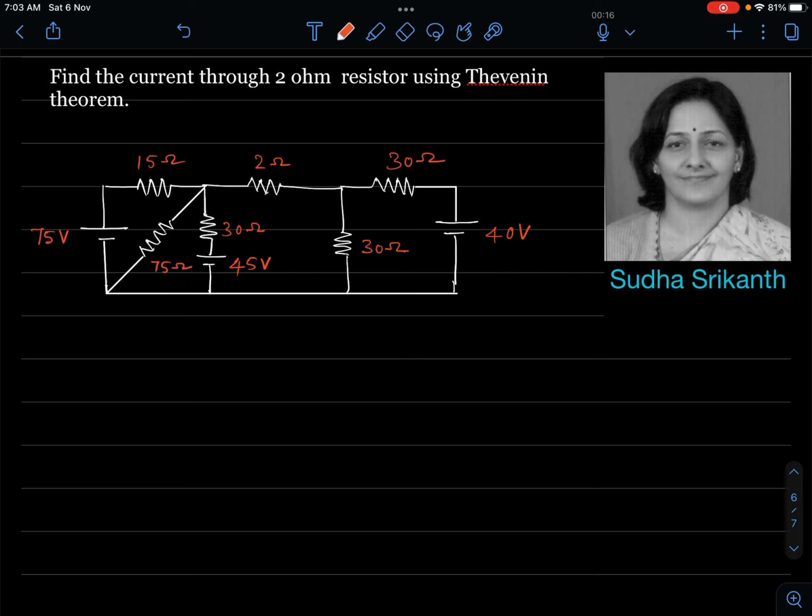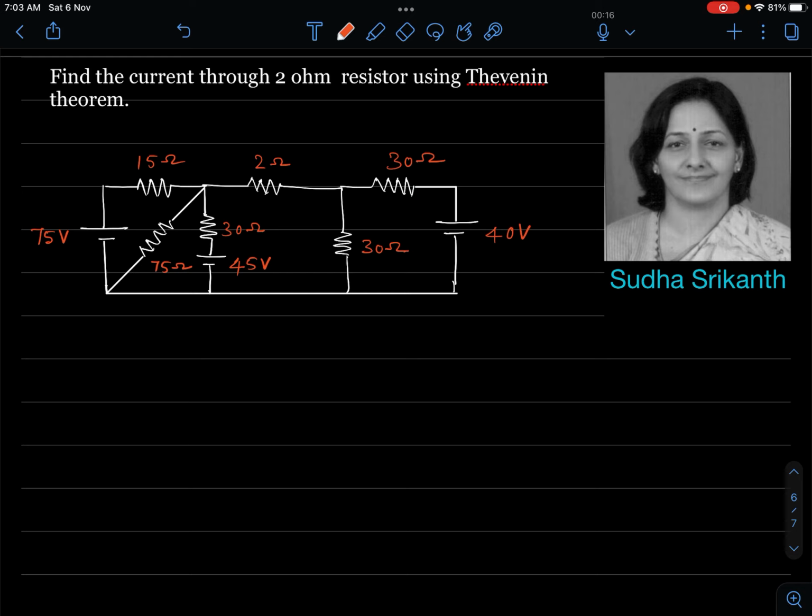network. Or we can do it by superposition or by mesh current analysis. You can do it by nodal analysis. There are several techniques. But here in this problem, the method mentioned is Thevenin's theorem. Let us try to approach this problem with the same method.